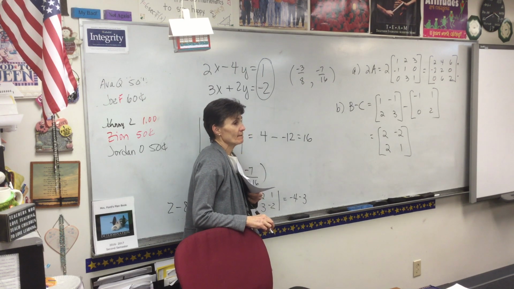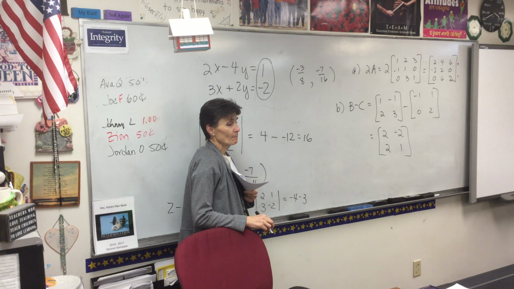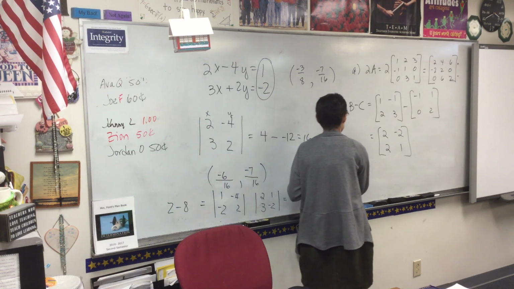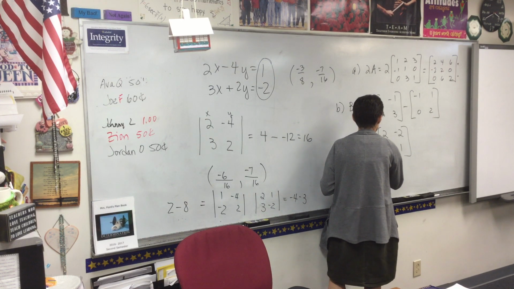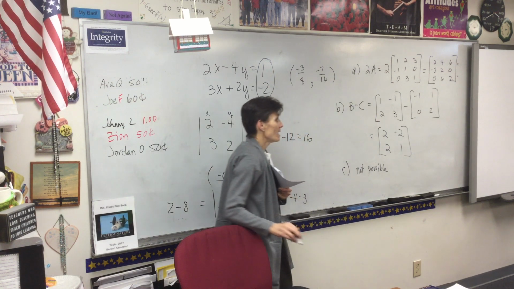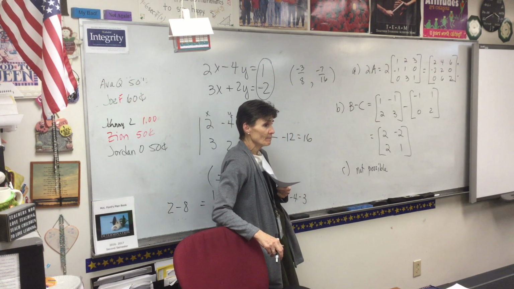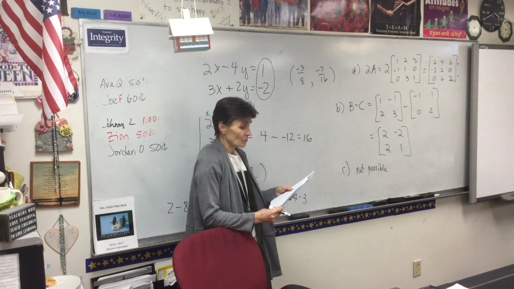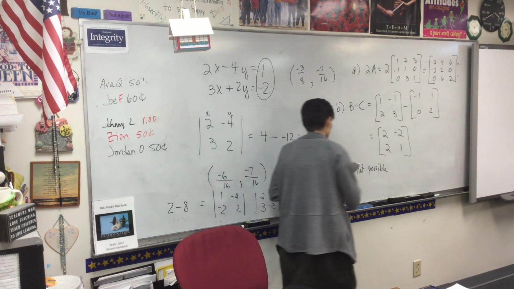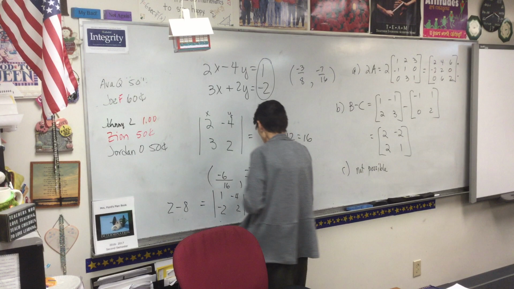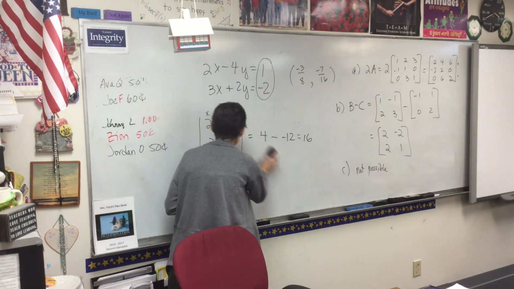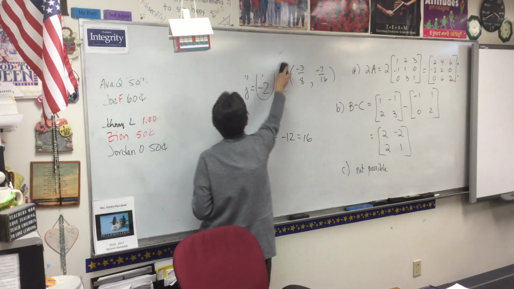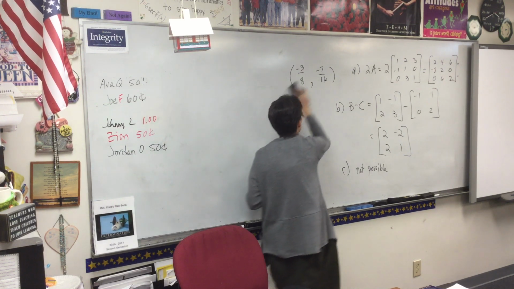All right, what about C, A plus B? No solution. Not doable, no solution, empty set, not possible, can't do. Whatever you want to write that indicates you can't do it. And why can't we do it? Because they're not the same size. You can't add them if they're not the same size. Does anyone have a question about that? Adding and subtracting, they have to be exactly the same size.